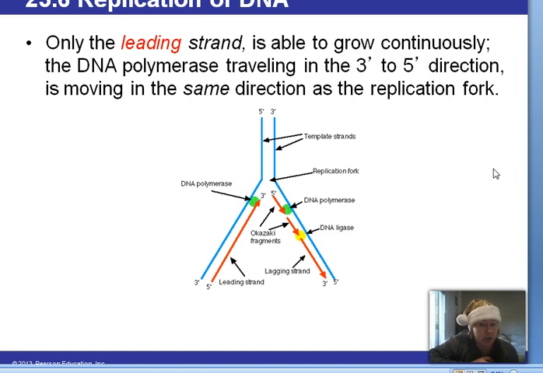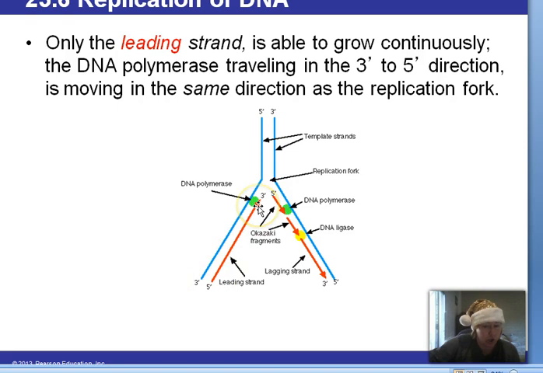Only the leading strand can grow continuously. Remember I said 5' to 3' is super important. So this one's properly connected. This is the head, 5'. This is the tail. So it grows this way, and it can continually bubble out, and it starts replicating right here, and it's all good.